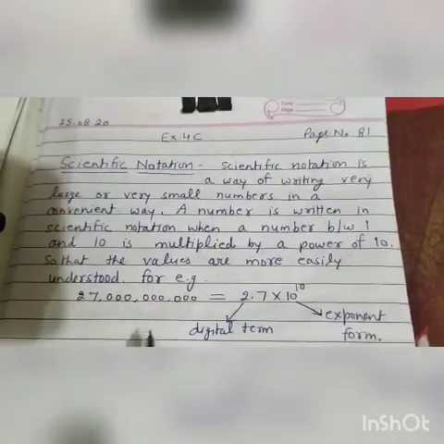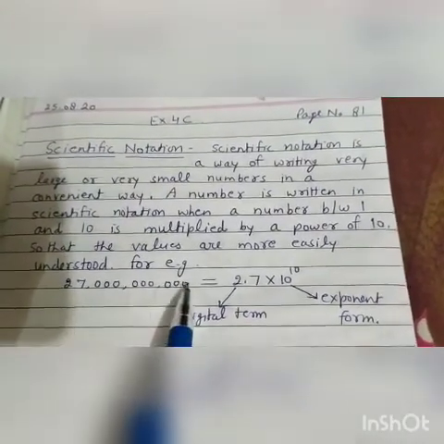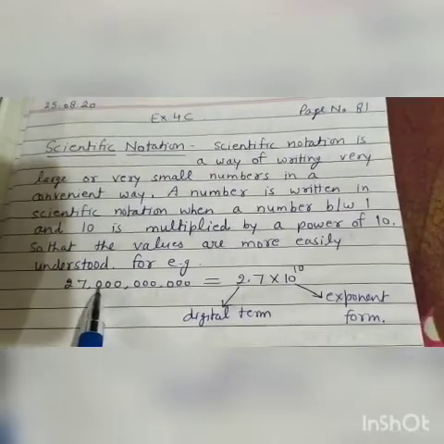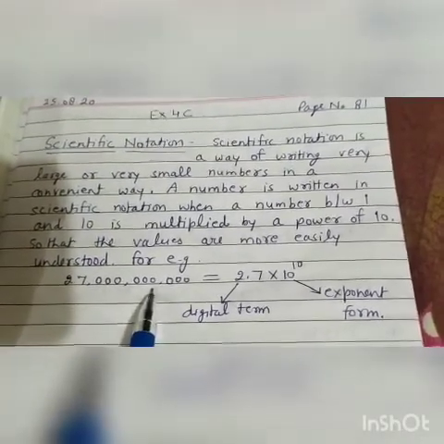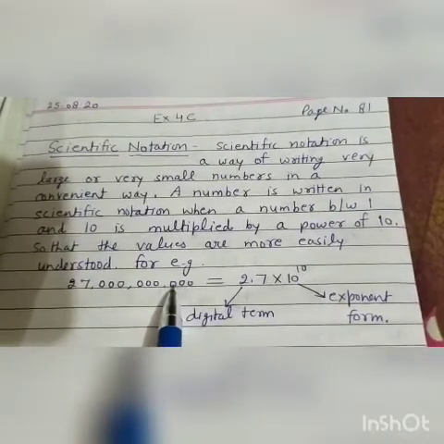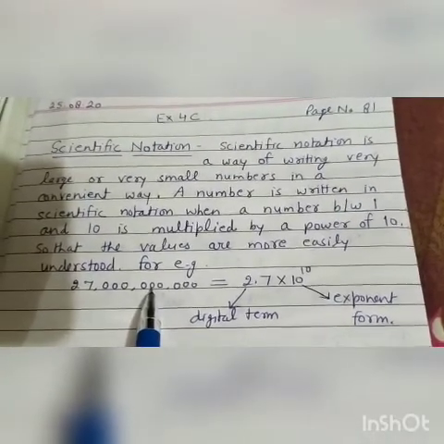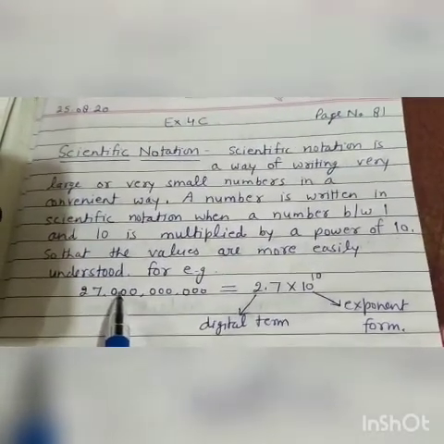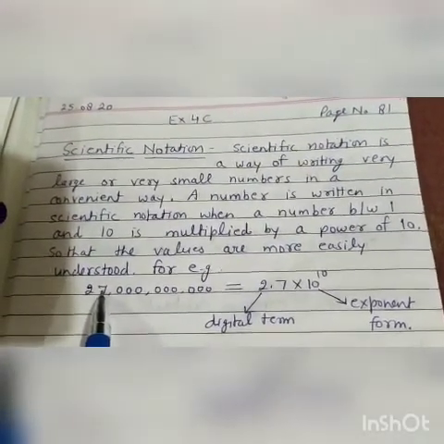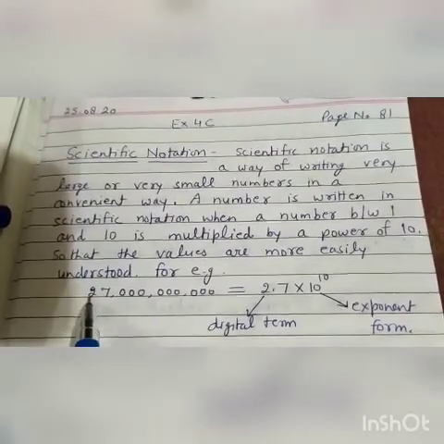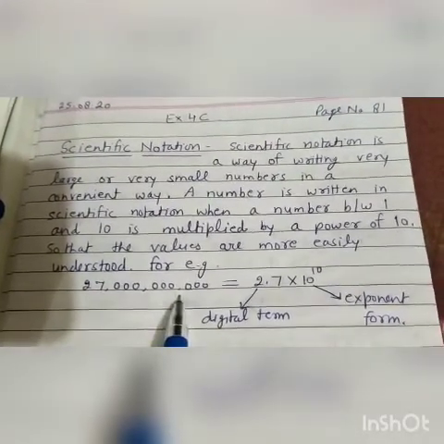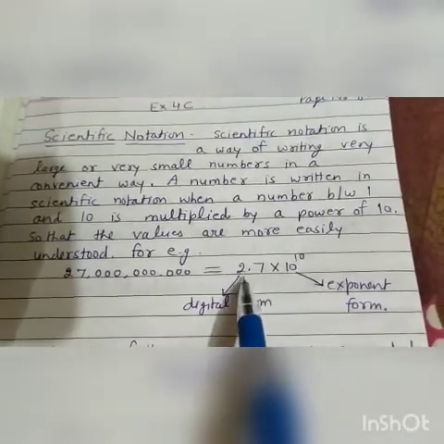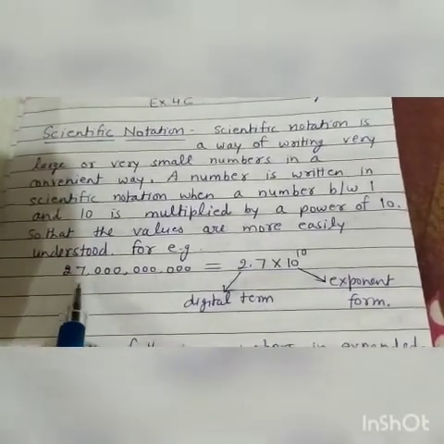For example, see this number: ones, tens, hundreds, thousands, ten thousands, lakh, ten lakh, crore. No, it is in the international system. So ones, tens, hundreds, thousands, ten thousands, hundred thousands, million, ten million, hundred million, billion, ten billion. Means this number is 27 billion. So it can also be written as 2.7.